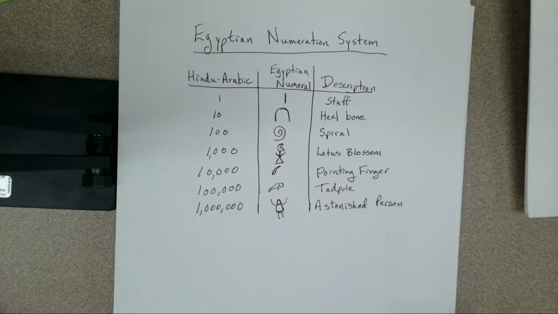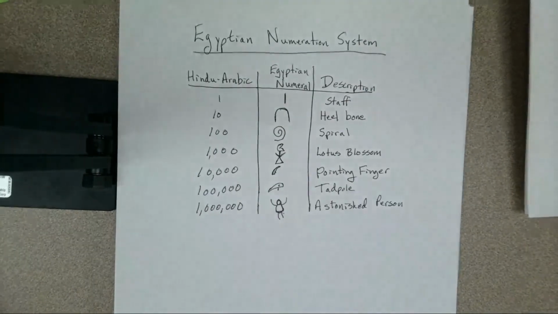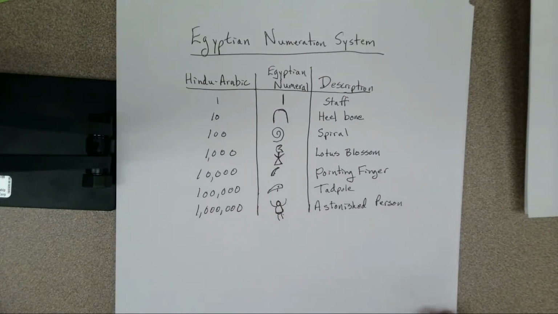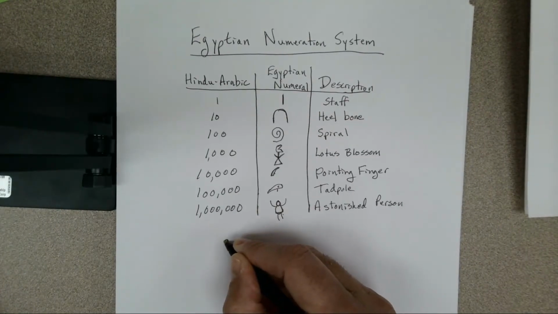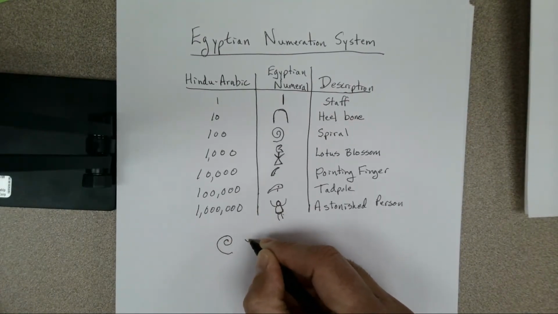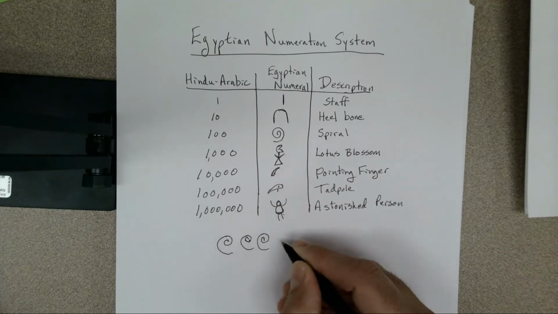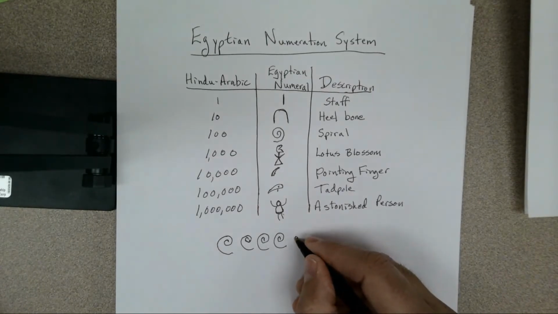Okay, so those are the Hindu Arabic numbers. These are the Egyptian numerals that represent that. This type of system is called an additive system. If you see how I can put the spiral the other way, you can put the spiral going this way, it still is a spiral. Whichever way you decide to do it, keep going that same direction.